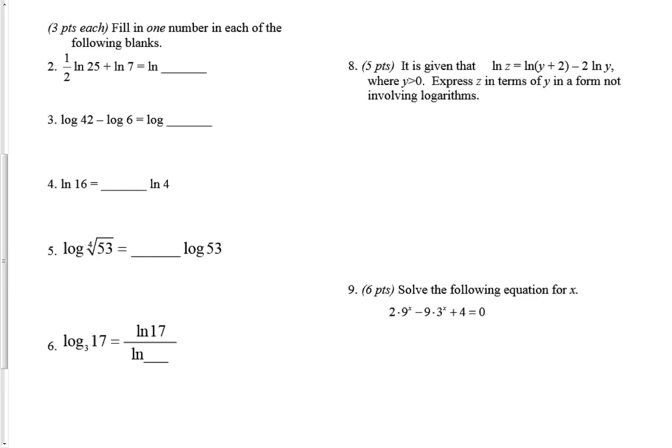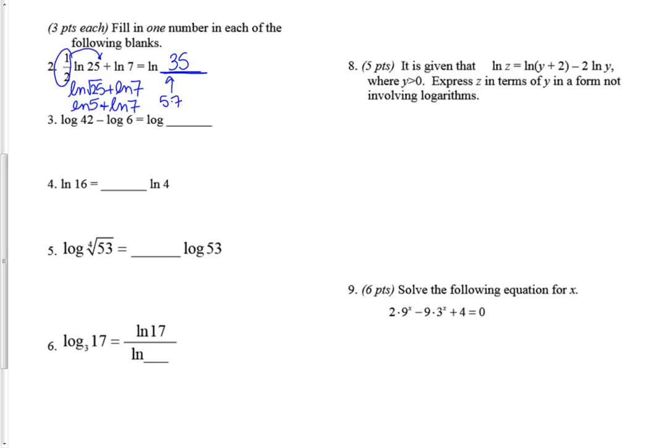In the next section, the directions say fill in one number in each of the following blanks. In other words, I'm going to try to simplify whatever I can before I write it inside this blank. So I have 1/2 the natural log of 25. Well, the 1/2 can be brought up, and that would mean that's the square root of 25 in there. I also have plus the ln of 7. Well, the ln of the square root of 25 is just the ln of 5. Then I was adding to that the ln of 7, and I know that two logs that are added is the same as the log of their product. So what's going inside my blank is 5 times 7, or 35.